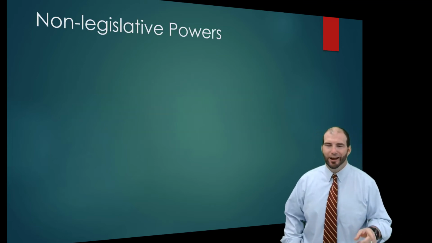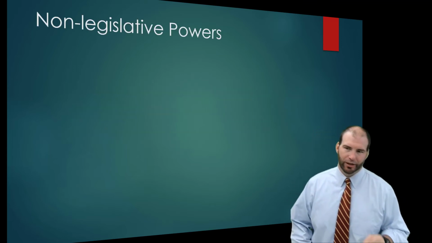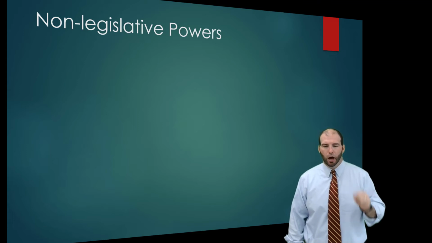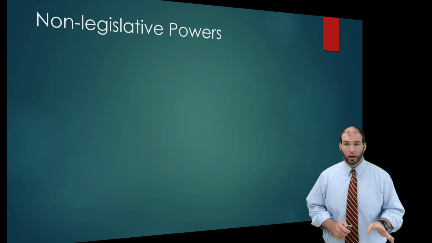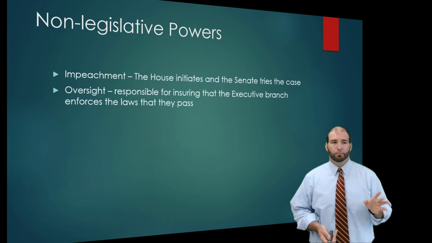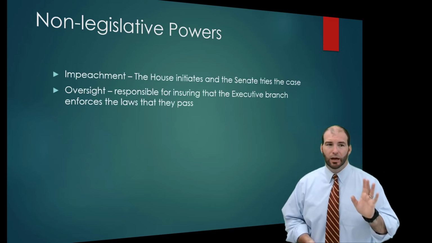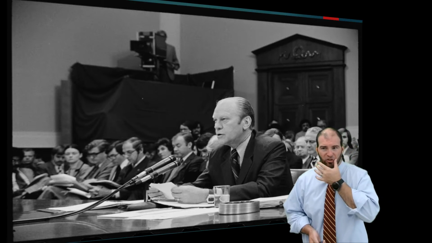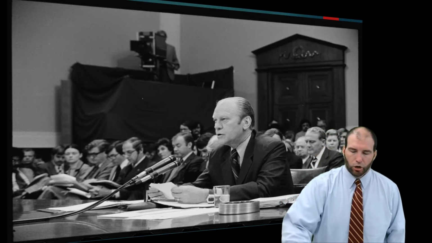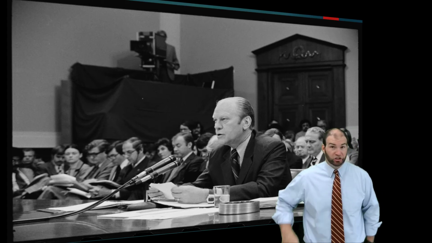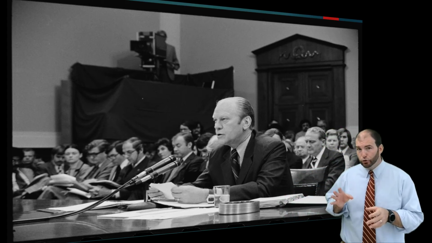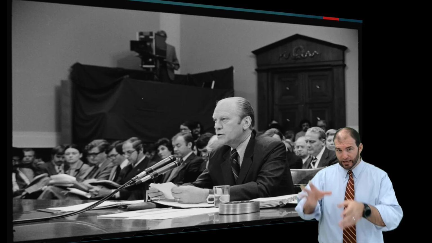All right. Non-legislative powers. There are a couple of things that Congress has that have nothing to do with making laws. One of the most important ones is oversight. Let's talk about oversight first. Basically, because of checks and balances, they're supposed to keep an eye on the executive branch.